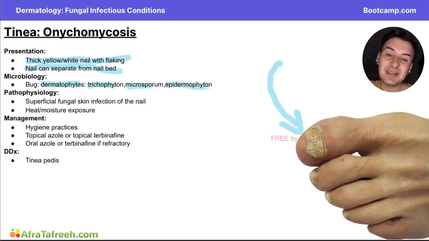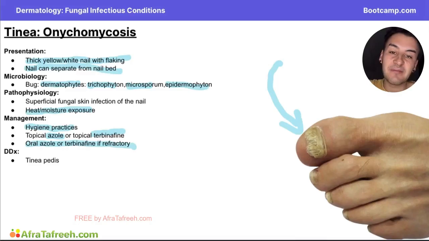And it's going to be a superficial skin infection of the nail itself. So just like before, heat and moisture exposure are going to be key in history, and hygiene practices are going to be essential. On top of topical antifungals like azoles and terbinafine, we can always use an oral agent if it is refractory or patients want it to be done faster.